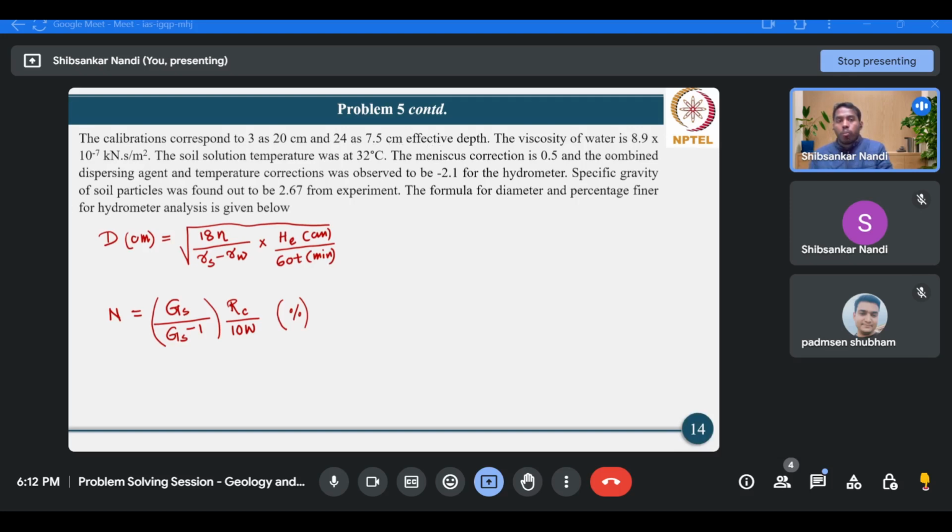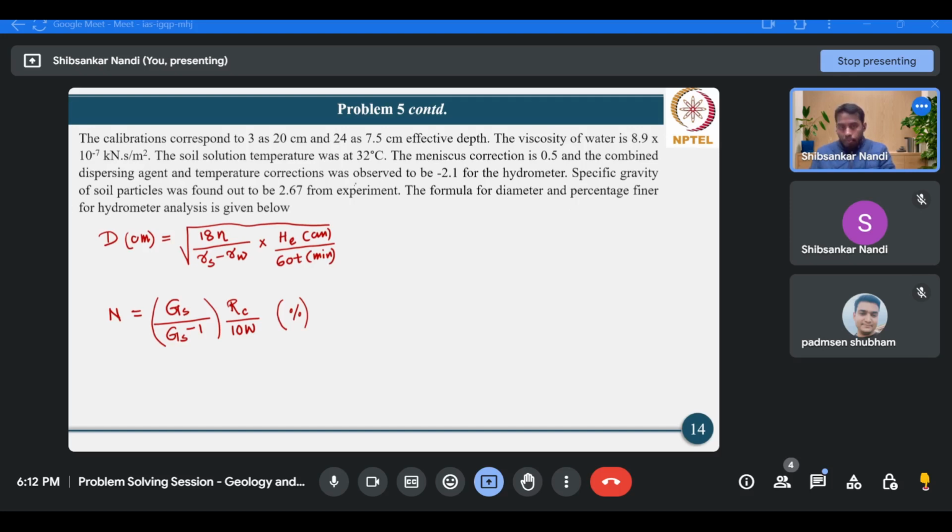The viscosity of water is 8.9 into 10 to the power minus 7 kilonewton second per meter square. The soil solution temperature was 32 degrees centigrade. The meniscus correction is 0.5 and the combined dispersing agent and temperature correction was observed to be minus 2.1 for the hydrometer. Specific gravity of soil particles was found to be 2.67 from experiment, and the formula for diameter and percentage finer for hydrometer analysis is given below.